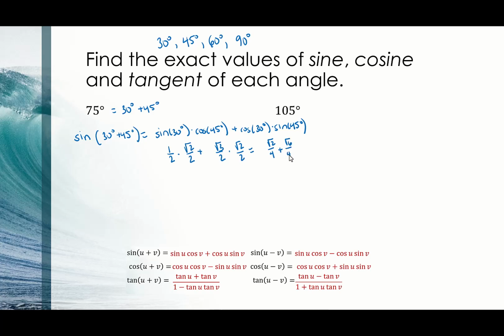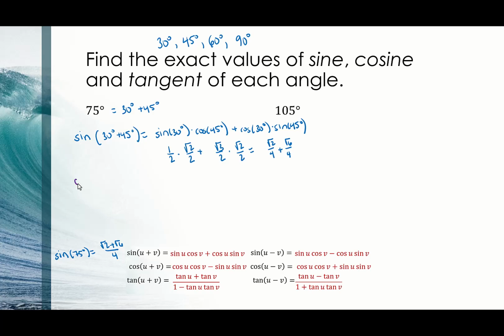And as we've seen before, I can write this as one fraction, but I can't actually add root 2 plus root 6. So somewhere I'm going to go off to the side. Maybe I'm just going to try to squeeze it in down here. And I'm going to say sine of 75 degrees is root 2 plus root 6 over 4. Okay, first one done. And let's look at cosine of 75 degrees, keeping u is 30 degrees and v is 45 degrees.